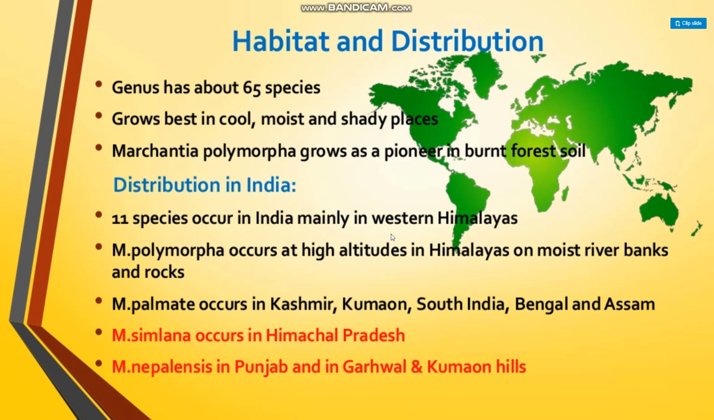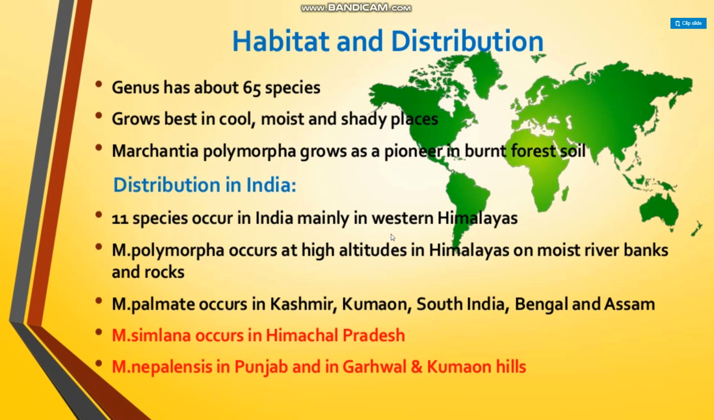So habitat and distribution. Genus has about 65 species. Grows best in cool, moist, and shady places. Marchantia polymorpha grows as a pioneer in burnt forest soil. Distribution in India. So 11 species occur in India, mainly in western Himalaya.